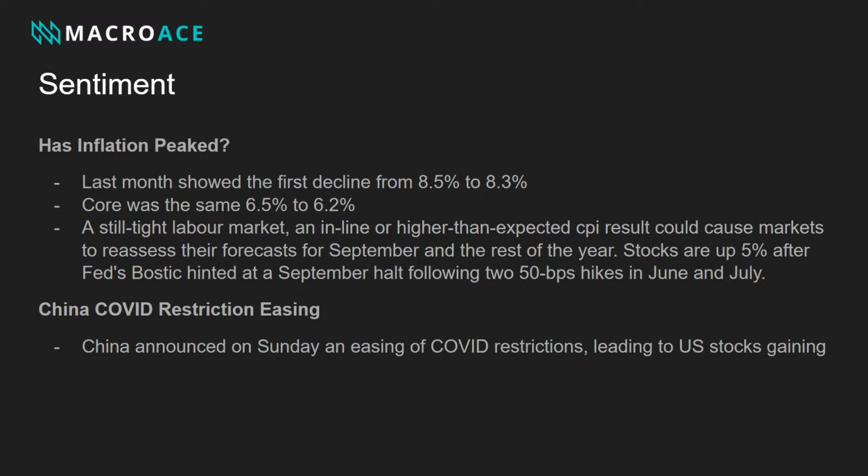But China's COVID easing was at the beginning of the week. Now that part of sentiment has kind of gone away. Of course, now it's just inflation, right? Forget everything else. It's inflation time, baby. That's what we've got to be aware of. That, and last time we had the release, I'll go through the market reactions too.